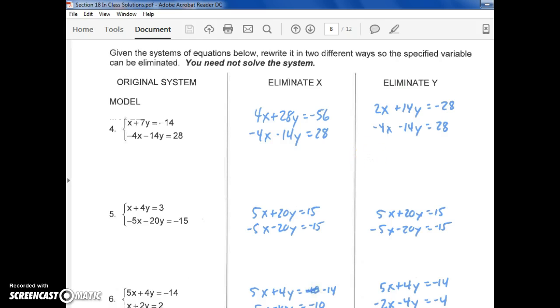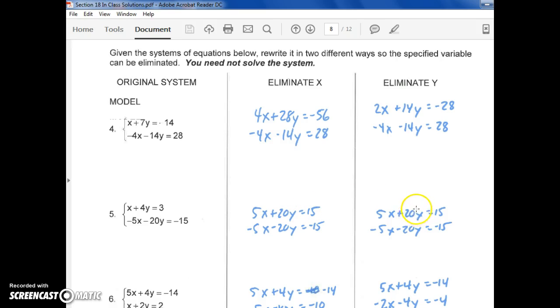In question 5, we've got the same basic idea. We're going to eliminate x on the left-hand side, or the middle, I guess, because the equation itself is on the left-hand side. So if I have an x and a 5x, I want to make sure that those are the same number, but different signs so that they'll eliminate. So I multiply the top equation by 5, and it works out really nice, because I'll have 5x plus 20y equals 15.